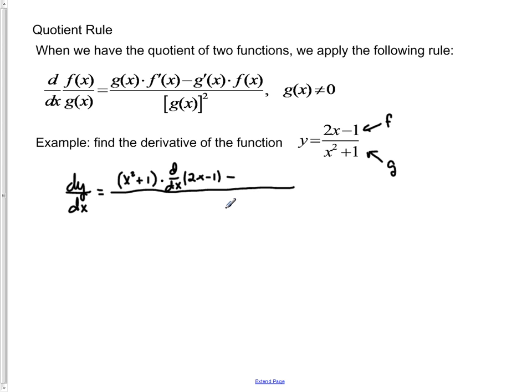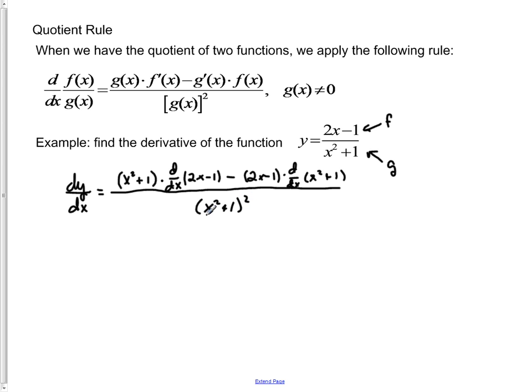And we're going to subtract from it this time the derivative of the denominator times the numerator. So I'm going to put that numerator first. So I'm going to take 2x minus 1, and this time I'm going to multiply it by the derivative of my denominator, x squared plus 1. And we divide that by the square of the entire quantity in the denominator.